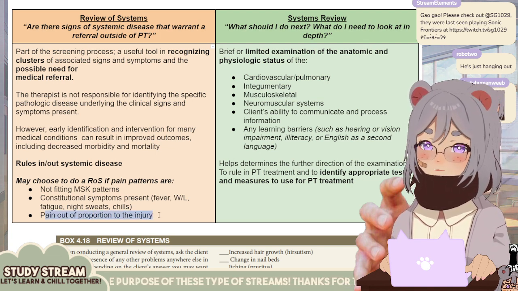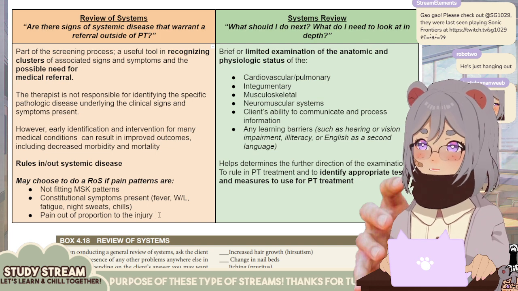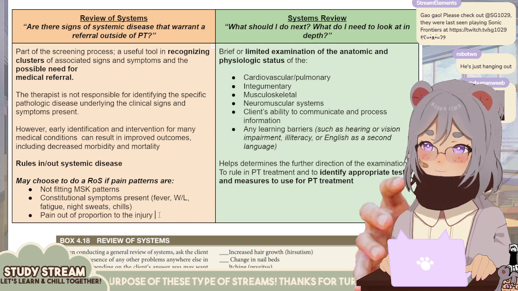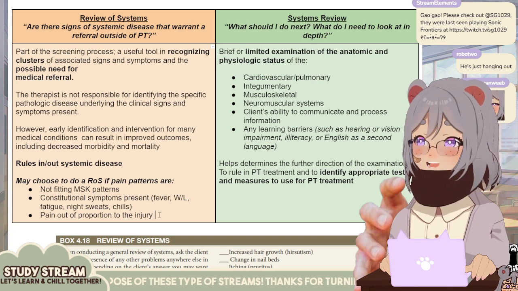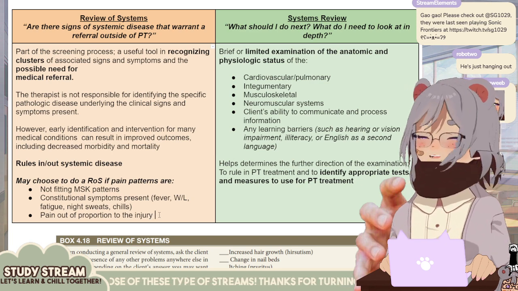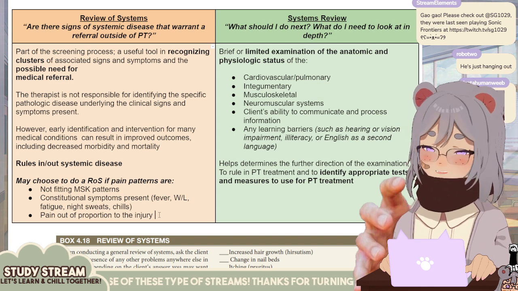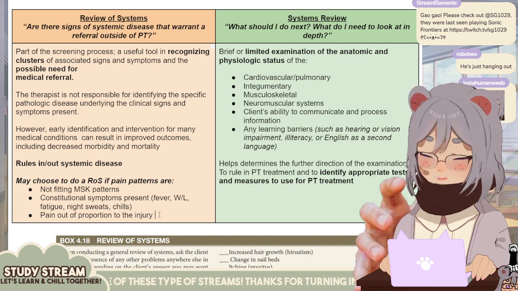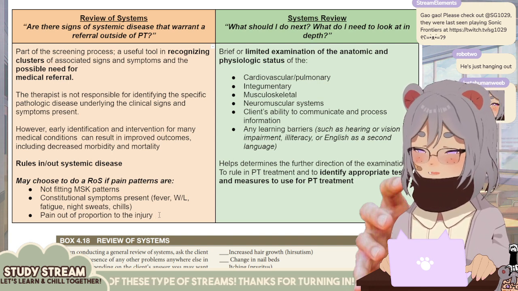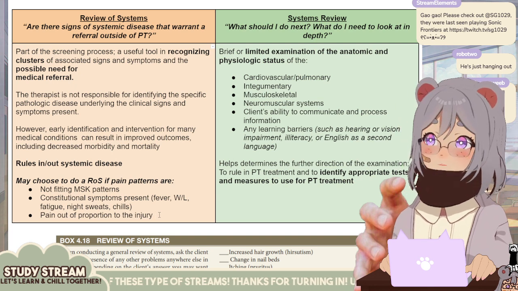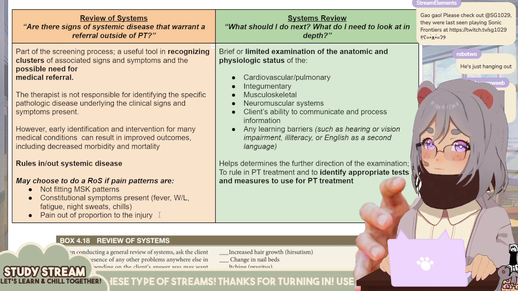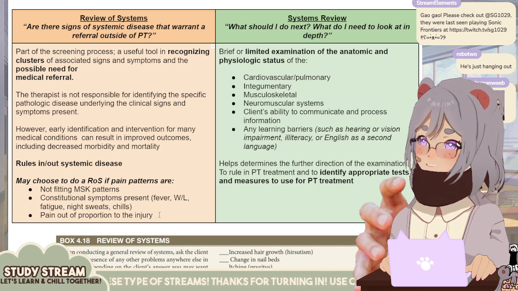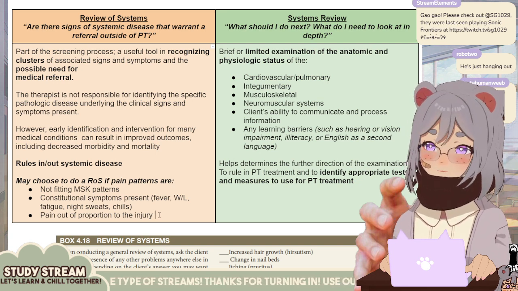And then pain out of proportion, like if you touch someone, lightly grazing your finger, and they're like, oh my god, that hurts. That's a little bit too dramatic, and the pain is out of proportion, and that might be indicative that there might be something more sinister happening. So that's review of systems. You review and you're like, this is a little bit out of the norm. I think I'm going to refer you out.